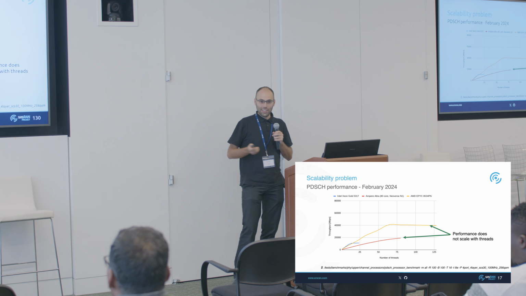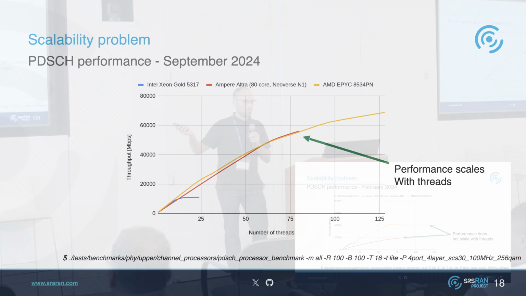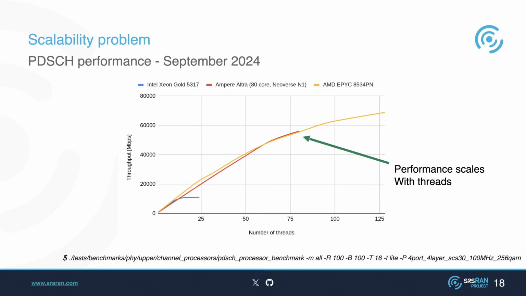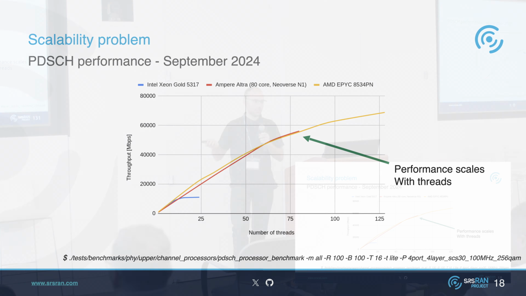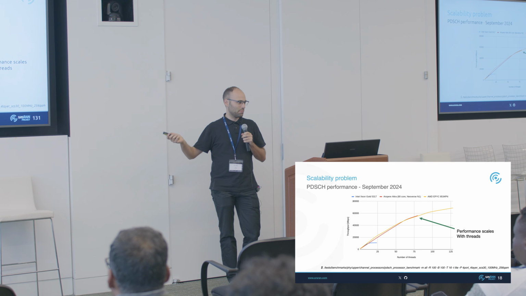Well, here are the news. This September, the performance of our EPYC CPU and our ARM CPU are matching, and they reach above 40 gigabits per second. So we made it possible to scale the number of threads for processing PDSCH.